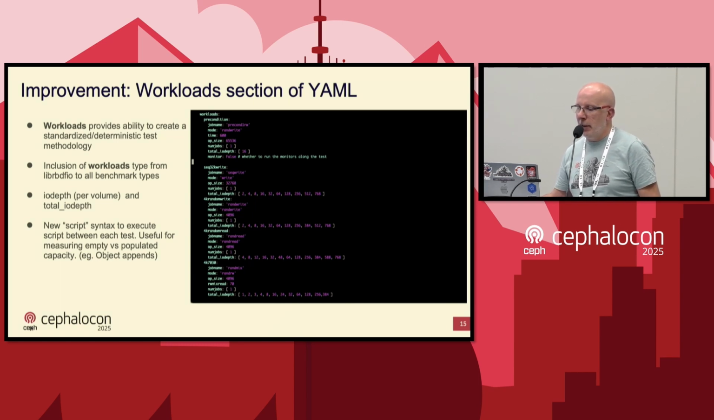We've also added a script syntax, which we've found extremely useful for measuring fast EC, for measuring what the performance is of empty capacity versus populated capacity, so you can actually delete and recreate volumes in between each point of the curve.